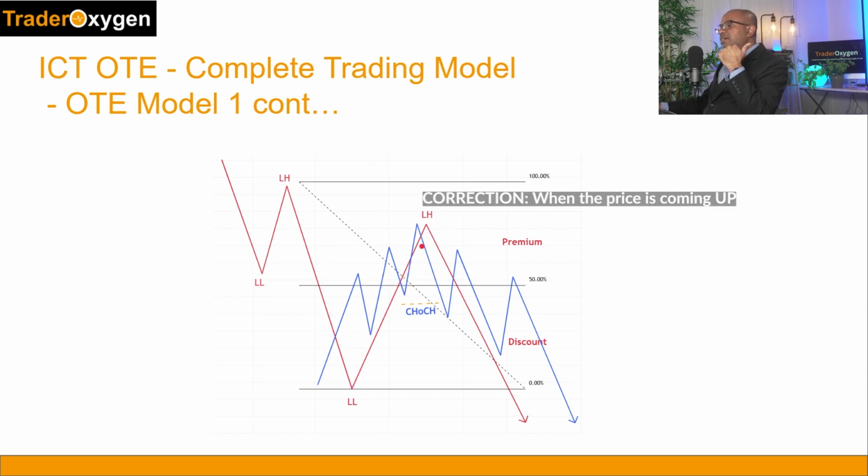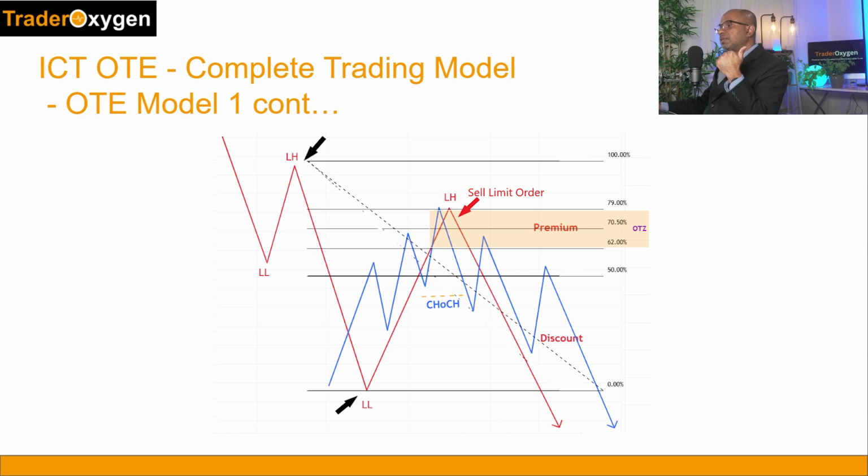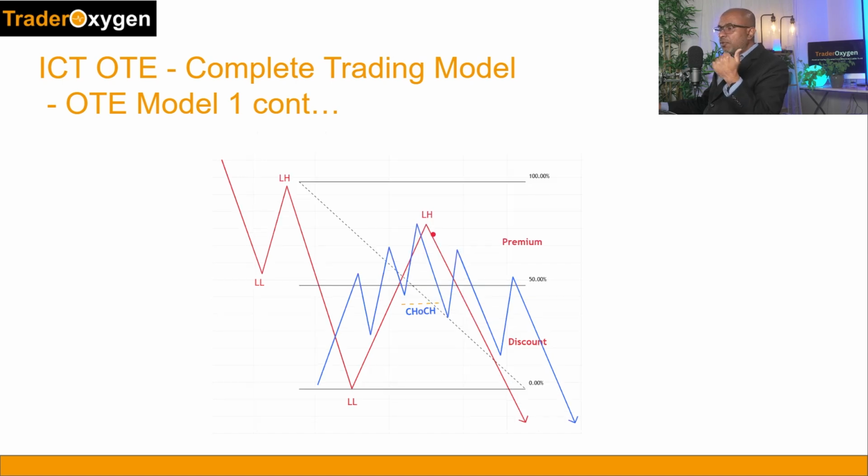And when the price is coming down, you've got one option, which is to just place a sell limit order in the optimal trading zone. Option number 2 is, without placing a sell limit order, you go to the lower time frame and look for a change of character or market structure shift in the lower time frame. And then after you see that, if you want, you can place a sell limit order over there if you get a better risk to reward.